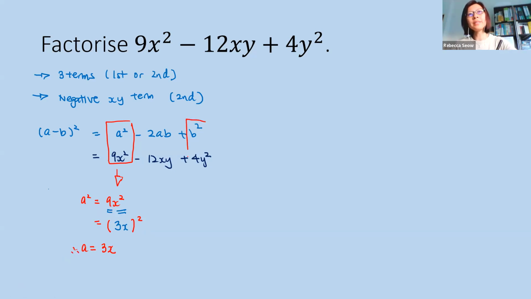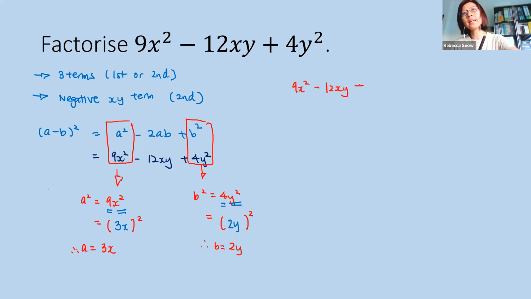Now, following that, we have b squared being 4y squared. And again, how do we put it as the square of a certain number? Let's square root the coefficient as well as the term. So coefficient is 4. We square root 4, we get 2. The term is a y squared term. We square root y squared, we end up with y. So therefore, from here, we will be able to see that b is equals to 2y. So 9x squared minus 12xy plus 4y squared is a minus b squared. A is 3x minus b is 2y and whole thing squared.